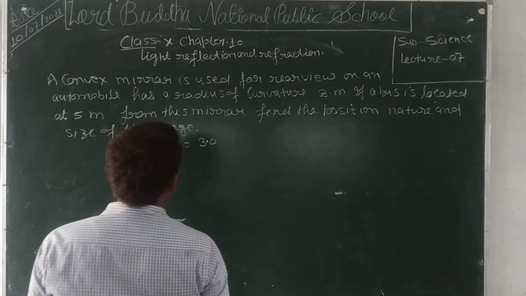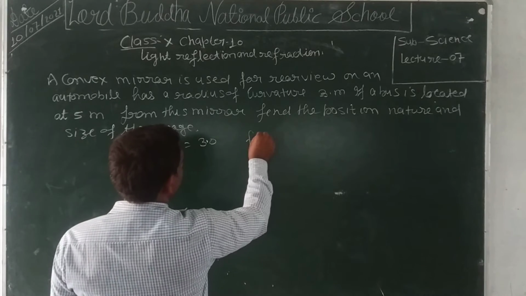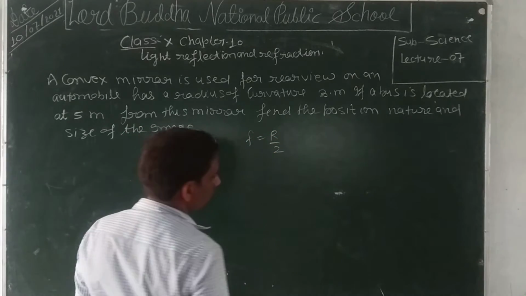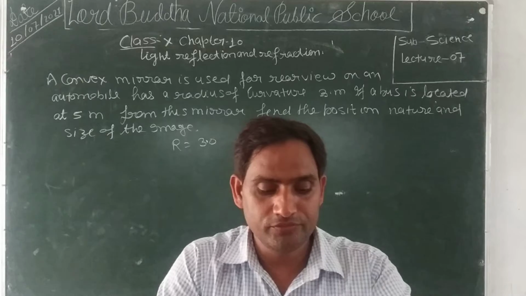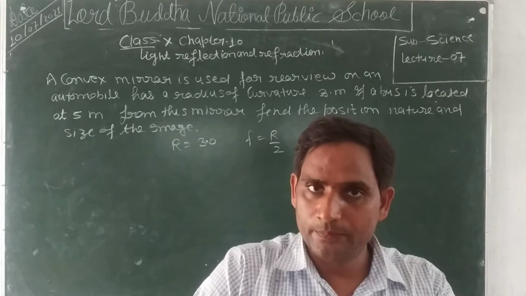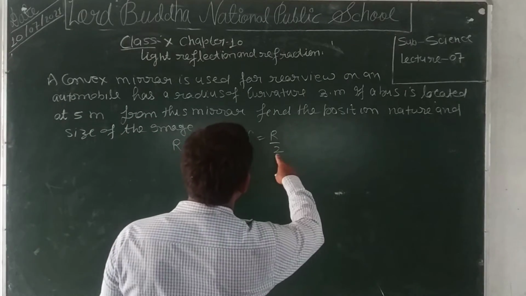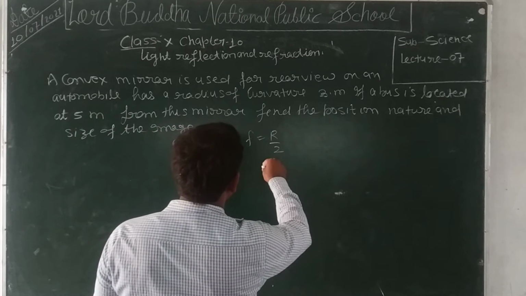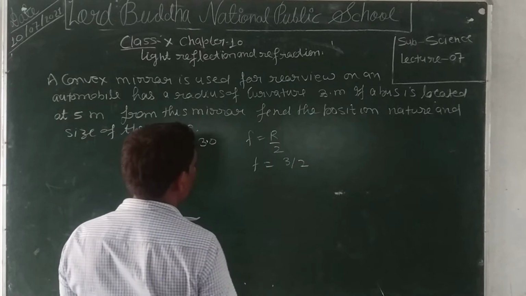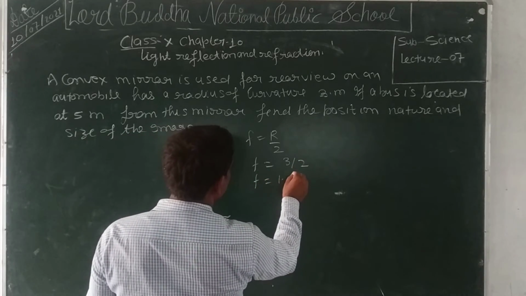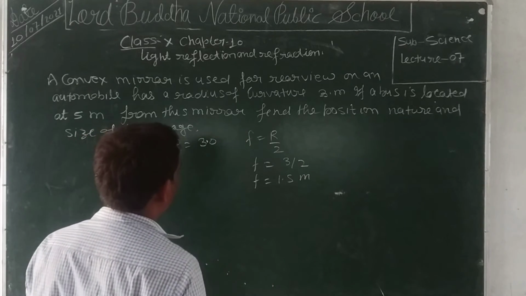Clear? Now we know the relation between R and F, radius of curvature and focal length: F equal to R by 2. Hence we find the value of F equal to 3/2, meaning F equal to 1.5 meter. Clear?